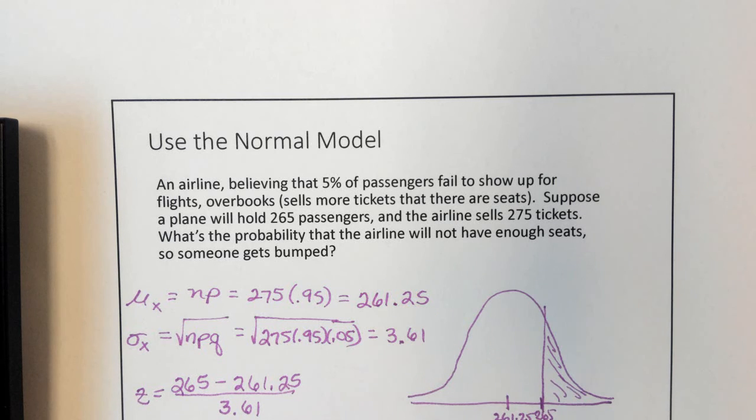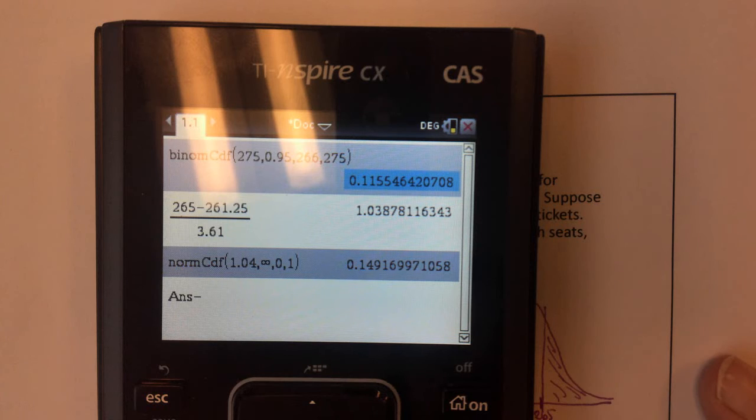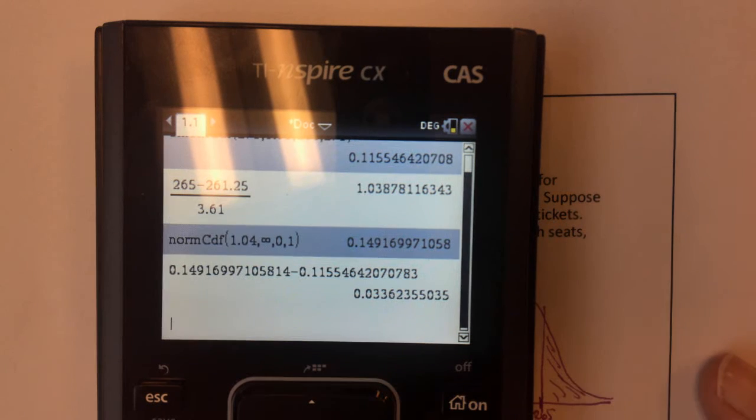So there's about a 3% difference. So we had 11.6% using the binomial distribution. So we're, let's see, minus, let's see what the difference is. I still have it here on the calculator. There's a 3% difference between what the binomial model gave us and what the normal model gives us.